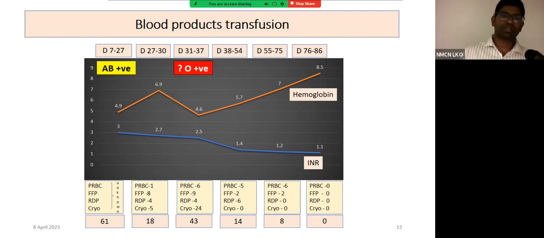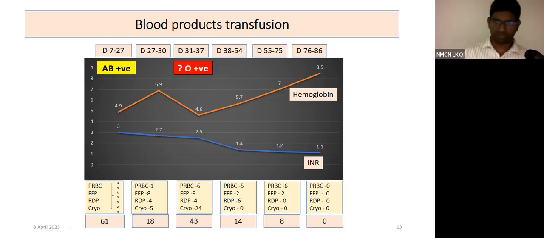Then we repeated the blood grouping, where we found that on forward grouping it was O positive, but on reverse grouping it was AB positive. So it was inconclusive. Hence, whenever we are giving blood, if we are giving PRBC, we are giving O positive, and if we are giving FFP, we are giving the AB positive blood group.